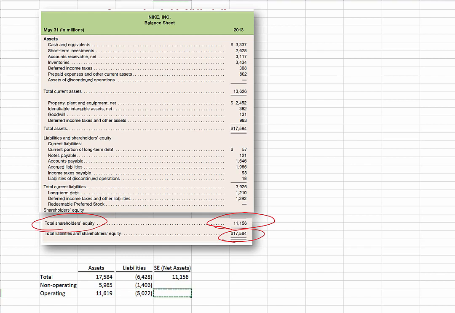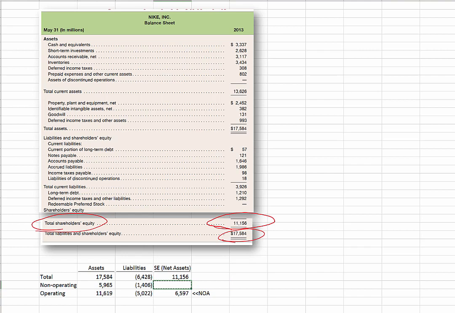So let me compute my net operating assets right there. Net assets are assets minus liabilities. So let me say assets minus liabilities. Add those two things up, and I get 6597 for net operating assets.